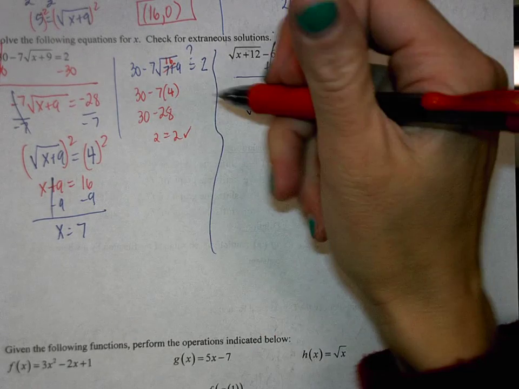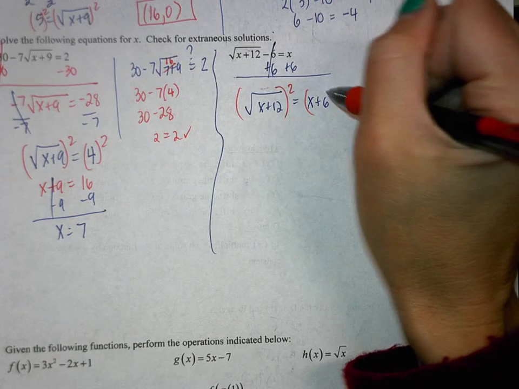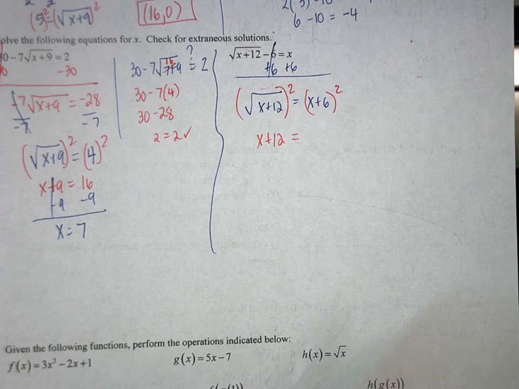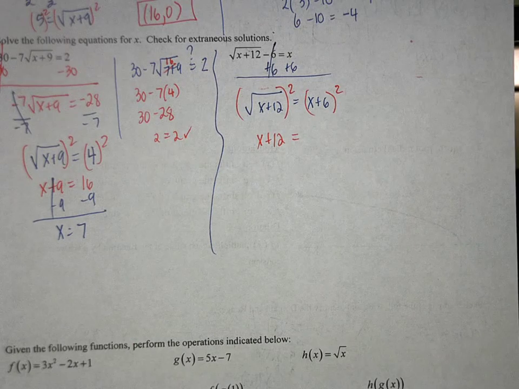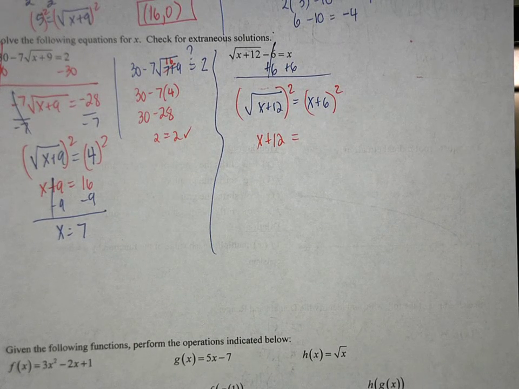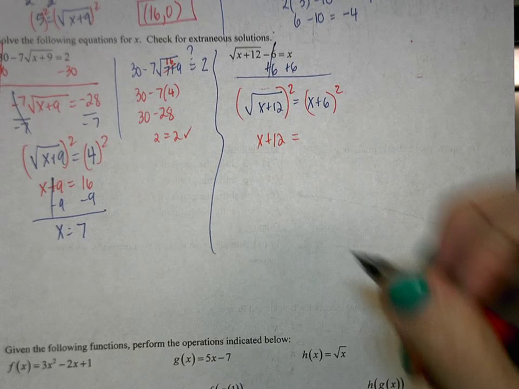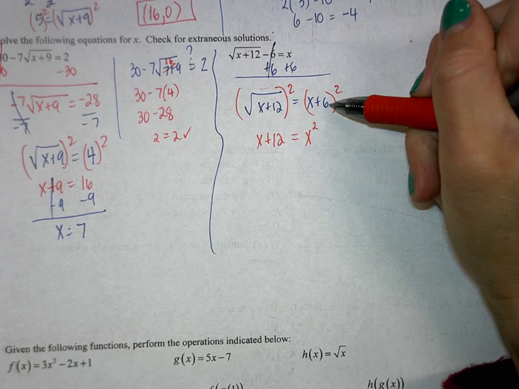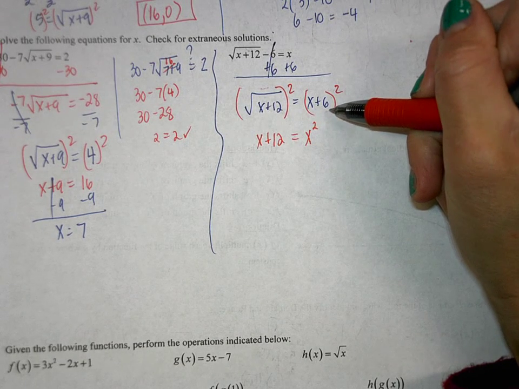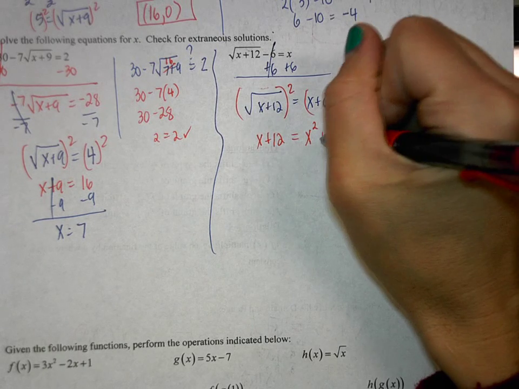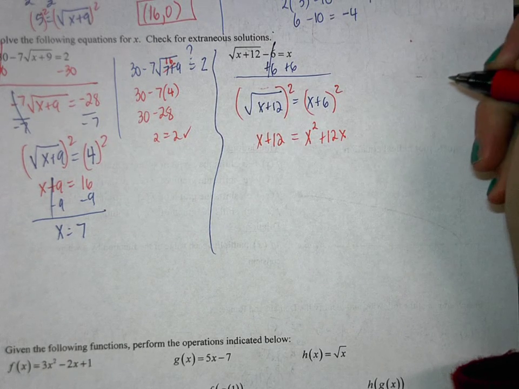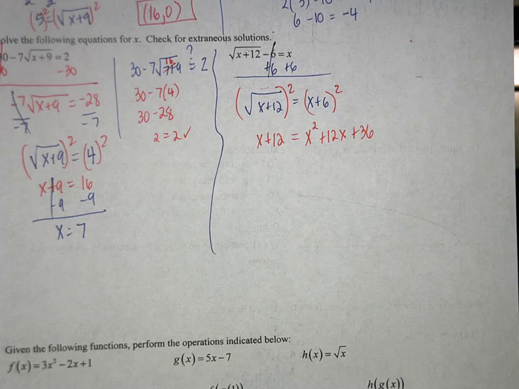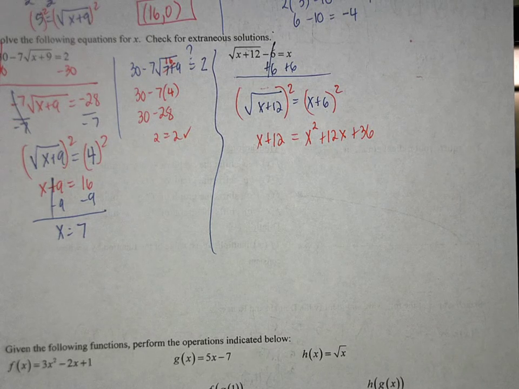Good. Square both sides. Okay, when I do that, I get x plus 12 equals, and when you square x plus 6, you can either do your box method or FOIL method. In my head, I can do this. So I get x squared. I'm going to be adding 6 and adding 6, which would make 12x. And then 6 times 6 makes 36.